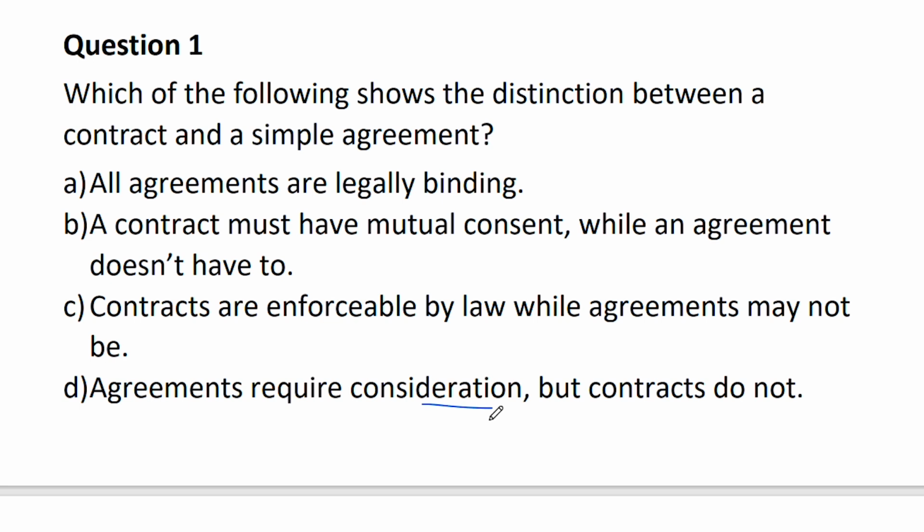Well, first of all, contracts require consideration. We've just talked about that one. All agreements are not legally binding, okay? A contract must have, even agreements sometimes do require mutual consent. The issue is contracts are enforceable by law, while agreements may not be, because you've just said some agreements of a social nature may not be enforceable or are not enforced by law.